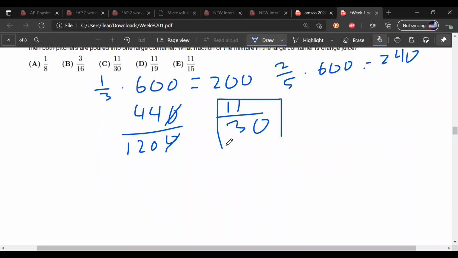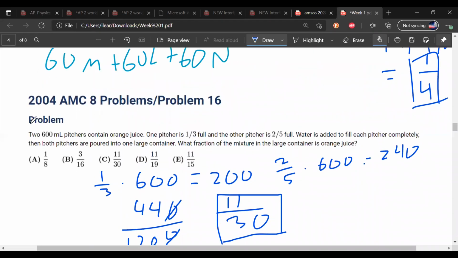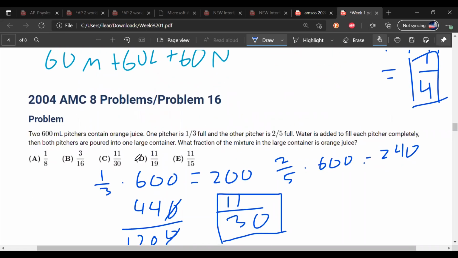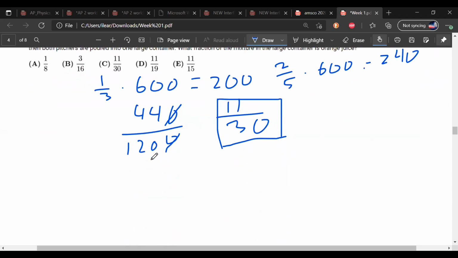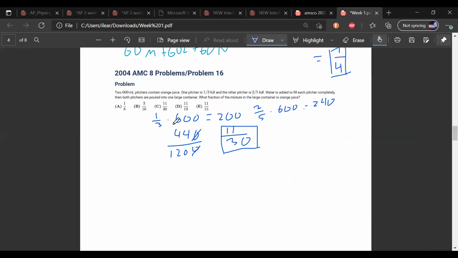So basically what we did is find the total amount of orange juice in container 1, find the total amount in container 2, add them up, and divide by the total volume of the two pitchers combined, which is 1,200 milliliters. Now, this one I suppose would be the safer solution because generally the two pitchers might not necessarily be the same size. One might be 300 milliliters, one might be 900 milliliters. So this would be the solution you would use then. That's why I wanted to talk about this solution first.